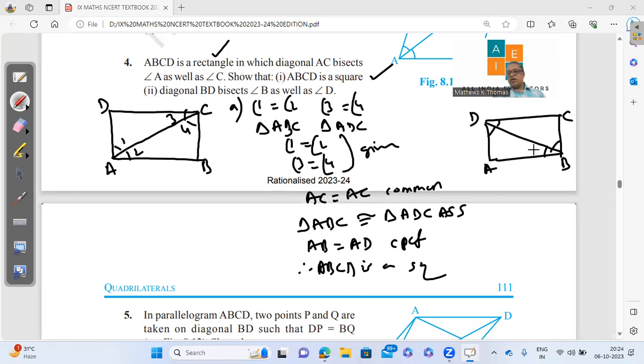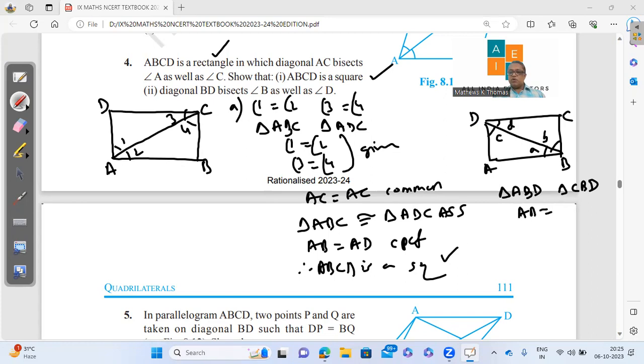So if I represent this by ABCD, these angles that I have taken, I need to prove that A equals B and C equals D. I have already proved that this figure is a square. So what I need to do is just prove the triangles ABD and CBD congruent. I'm going to take ABD and CBD and prove them congruent. So how will I do that?